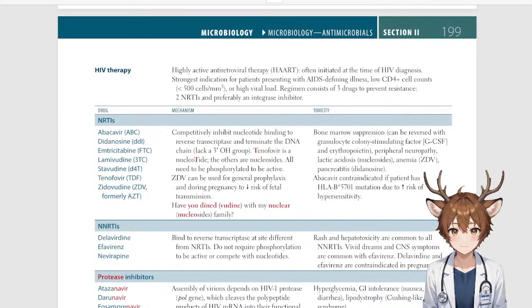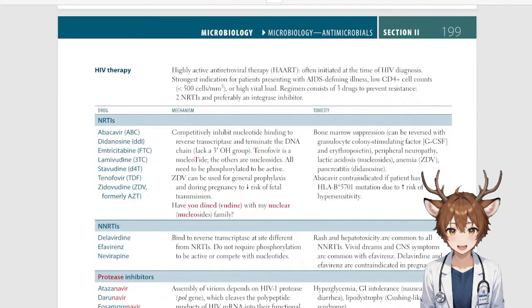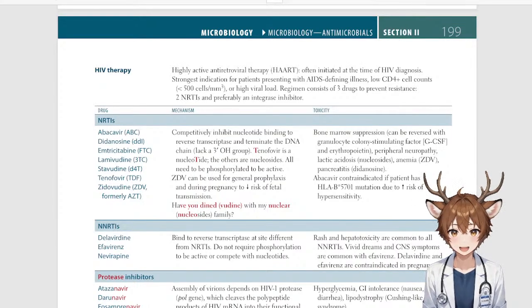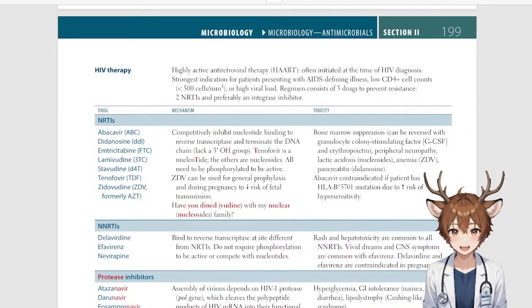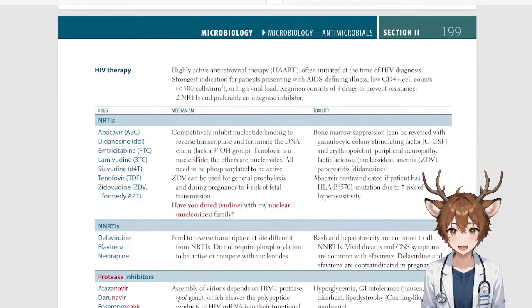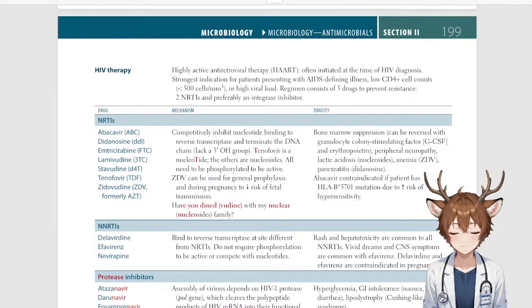But anyway, adverse effects of these things, toxicity: myelosuppression can be reversed with granulocyte colony stimulating factor, G-CSF, and erythropoietin. Nephrotoxicity as well. Abacavir is contraindicated if the patient has an HLA-B*5701 mutation due to the increased risk of hypersensitivity.